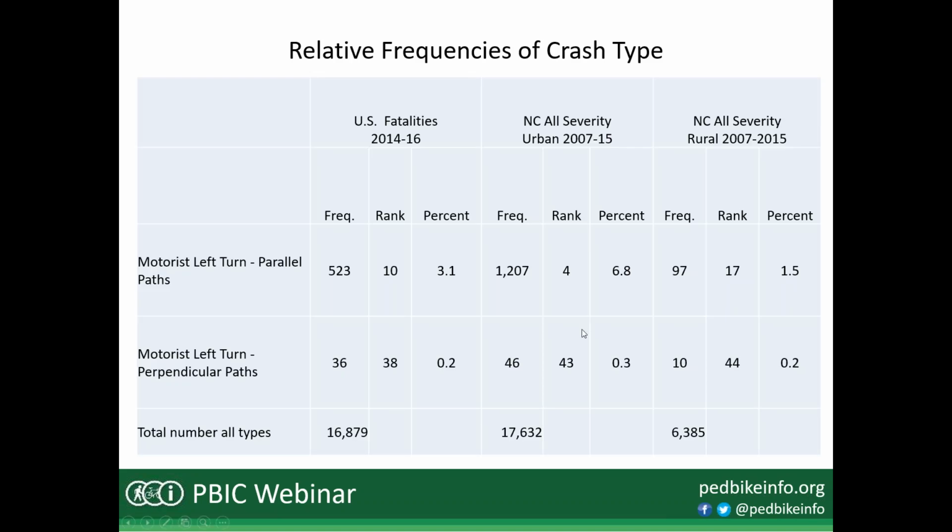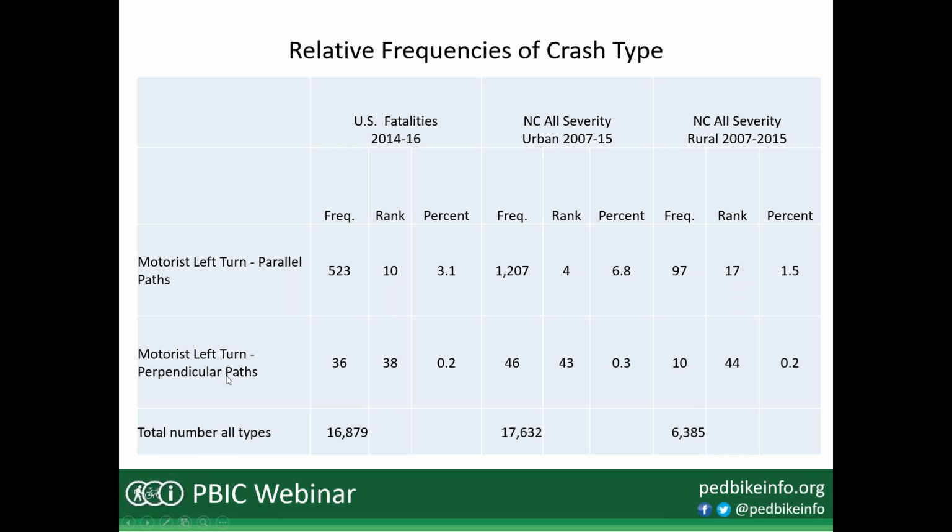Go ahead. So this just represents these data again, the numbers and relative frequencies of this crash, the motorist left turn parallel paths. There are two types which I wanted to show. These are both types involving motorists turning left. And the top row, where they're turning left, we'll show you an illustration of it in just a minute, but the motorist and the pedestrian are initially on parallel paths before the motorist turns.